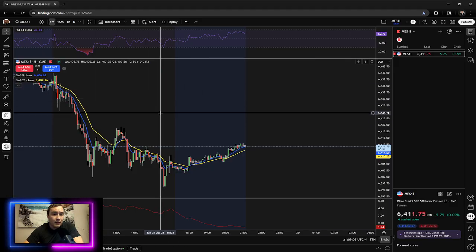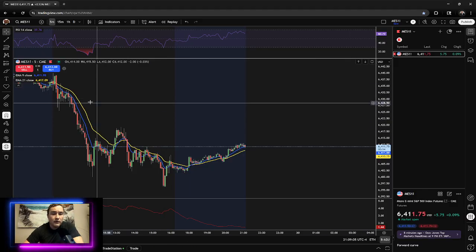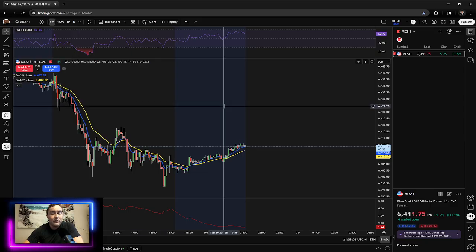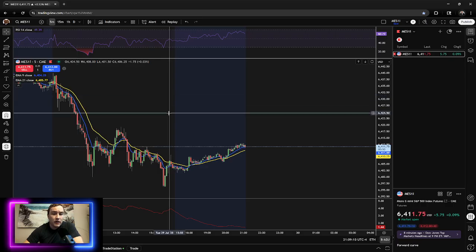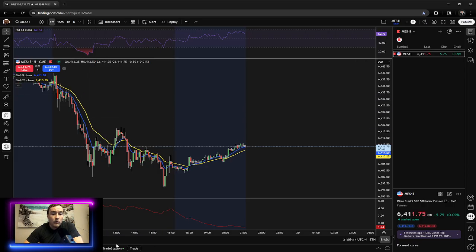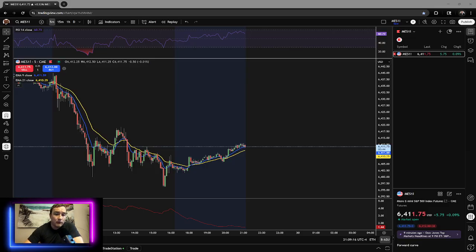Whenever you are looking at the background of this chart, you'll notice that there's a dark side and there's a light side. The darker shaded gray or black is the regular trading hours when the U.S. stock market is open, and the lighter shaded blue, or kind of aqua blue, is when the stock market is closed. So the majority of the chart is going to be that darker blue.